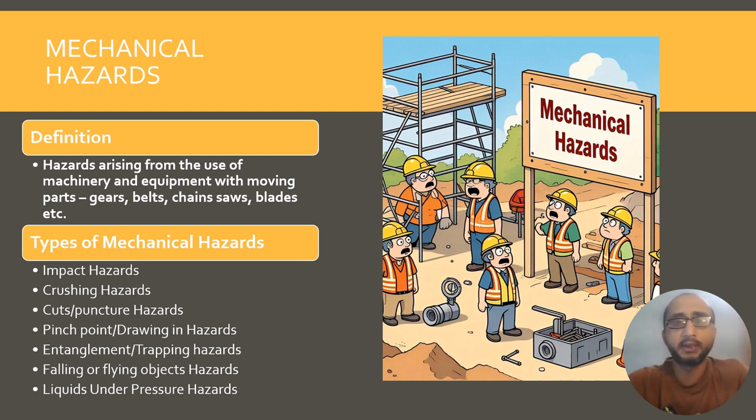Then cuts and puncture hazards, in which a sharp object can cause cuts and lacerations. Then pinch point or drawing-in hazards: moving parts of machinery, especially gearboxes or conveyors, have pinch points that can draw your body parts into the machine. Then entanglement hazard: loose clothes or loose objects you are wearing can entangle with the moving parts of the machine and they can draw you in or trap you.